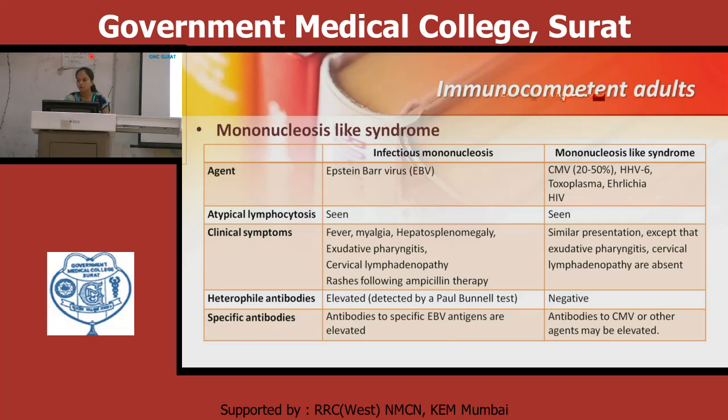Clinical symptoms in infectious mononucleosis are fever, myalgia, hepatosplenomegaly, exudative pharyngitis, cervical lymphadenopathy, and rashes following ampicillin therapy. In mononucleosis-like syndrome, the presentation is similar except that exudative pharyngitis and cervical lymphadenopathy are absent. Heterophile antibodies are elevated in infectious mononucleosis and negative in mononucleosis-like syndrome. Specific antibodies to specific EB antigens are elevated. Antibodies to CMV or other antigens may be elevated in mononucleosis-like syndrome.